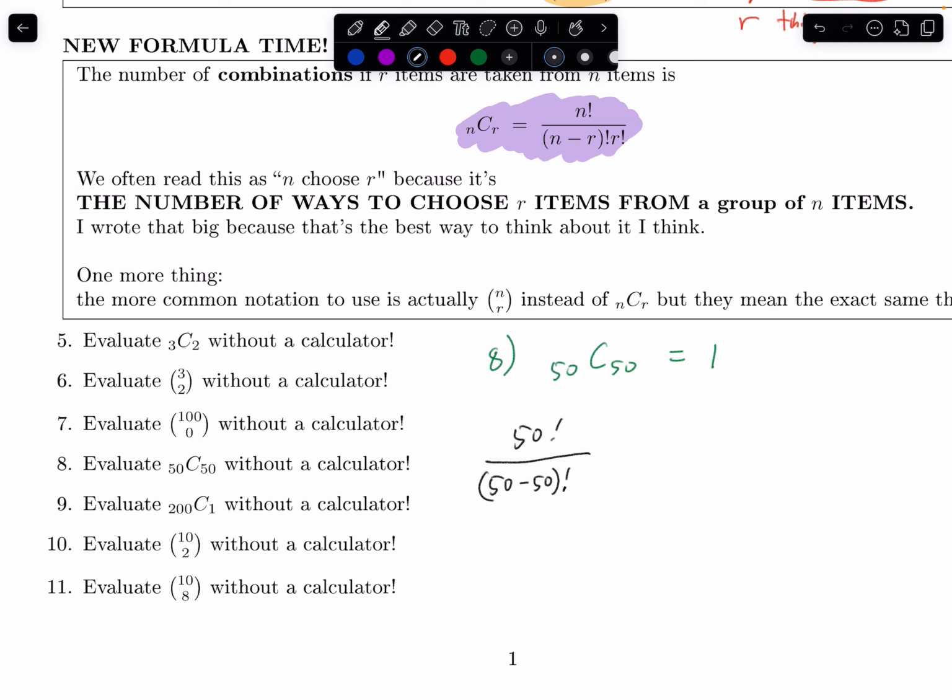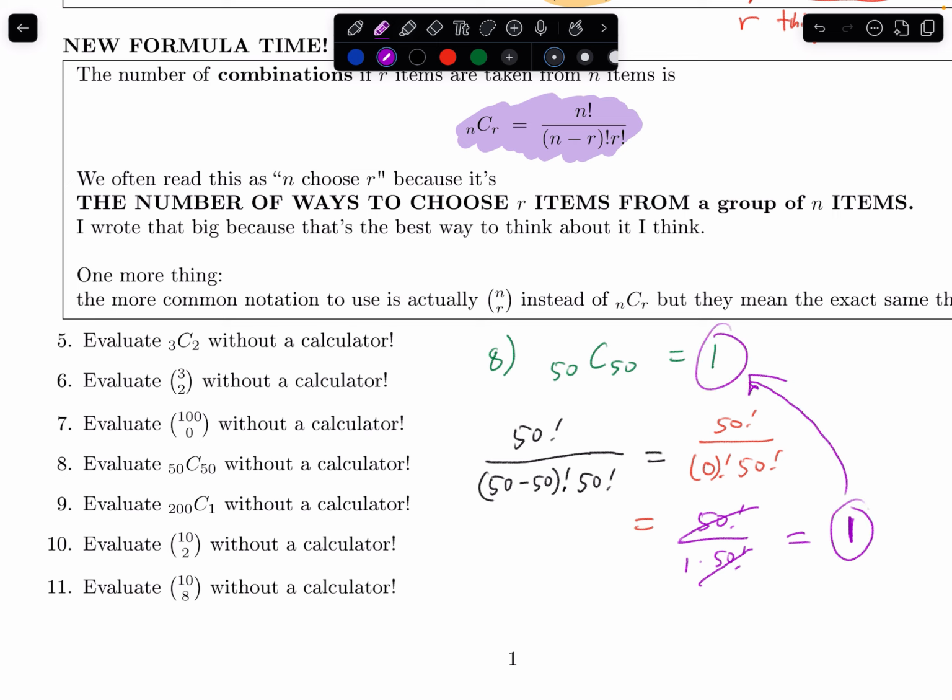Factorial. And then an extra r factorial. R in this case is 50, so it's 50 factorial up top. 50 minus 50 is 0, so that's 0 factorial, and then 50 factorial. Of course, 0 factorial is just 1 by definition. So 50 factorial over 1 times 50 factorial. The 50 factorials cancel, giving me just 1 over 1, or 1. That matches my intuition here, right? There should only be one way to choose all 50 items from a group of 50 items.